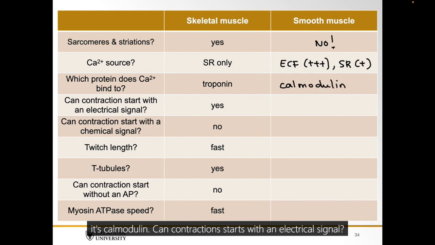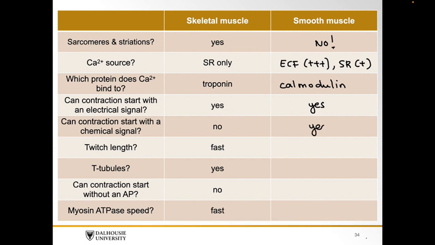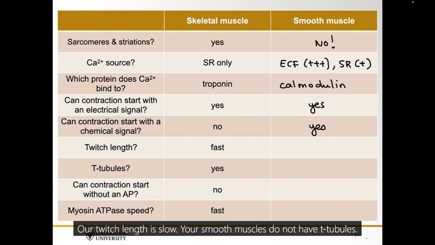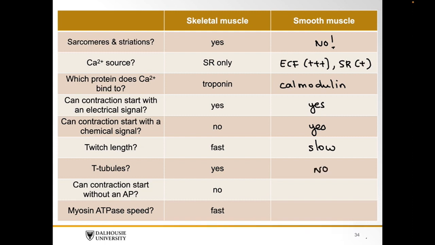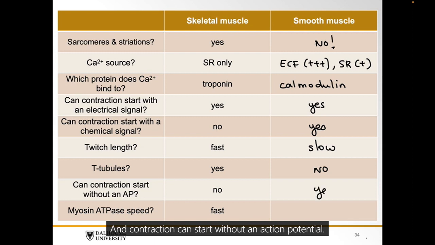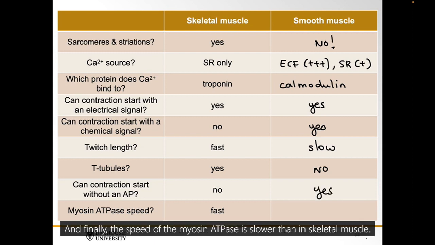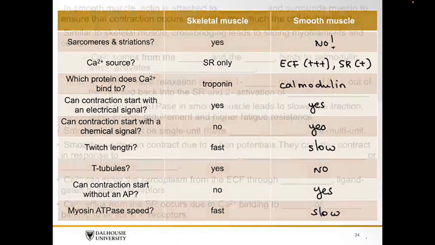Can contraction start with an electrical signal? Absolutely. Can contraction start with a chemical signal? Yes, as well. That's different than in skeletal muscle. Our twitch length is slow. Your smooth muscles do not have T-tubules. And contraction can start without an action potential. And finally, the speed of the myosin ATPase is slower than in skeletal muscle.